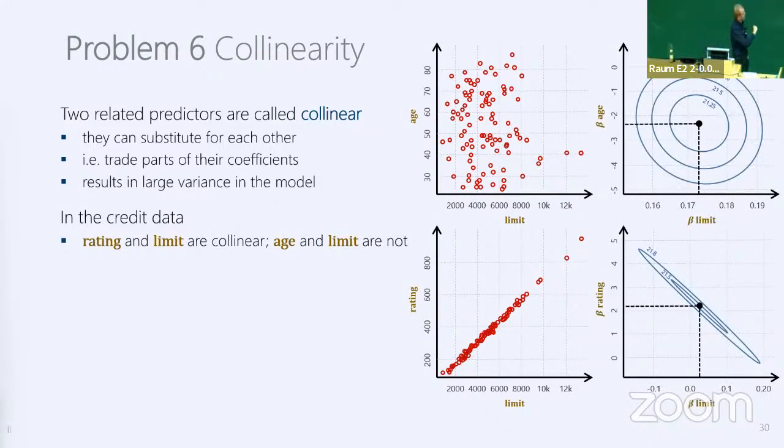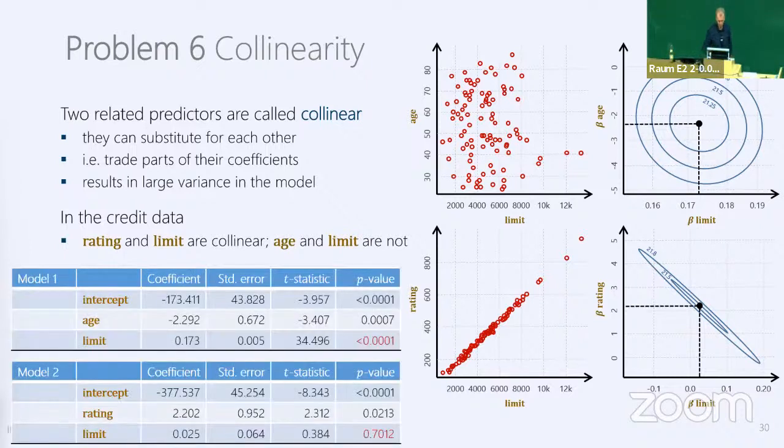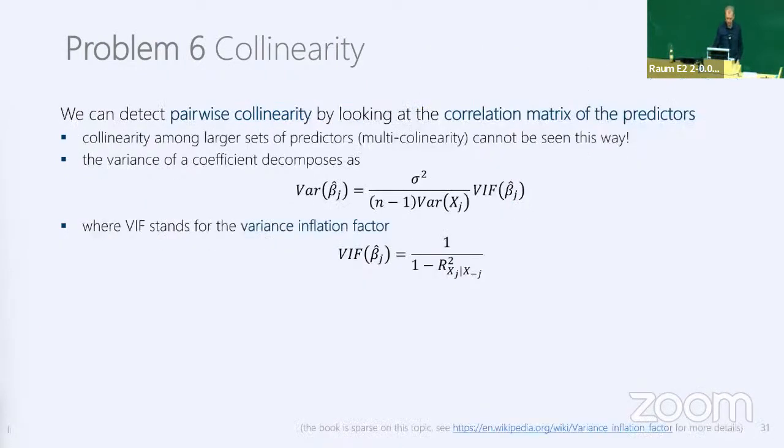Why is it so important? Because here on the right-hand side, these are the effects of the coefficients on one another. As you see in the top right, this is just a nice Gaussian. There's essentially no effect. If I choose a high value for beta limit, it has essentially no effect on beta age, just like it should be. On the other one, if I choose a high value for beta limit, that gives me a very low value for beta rating, and the other way around, because if I have the one, I don't need the other. So this is what's going wrong. That's also what you see, that the one or the other becomes insignificant.